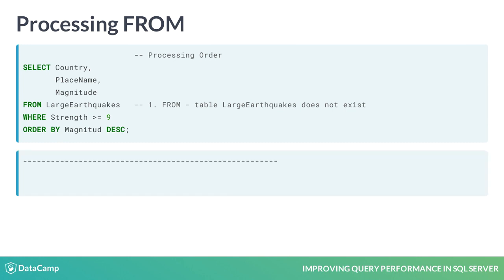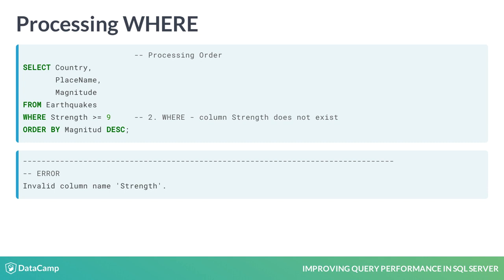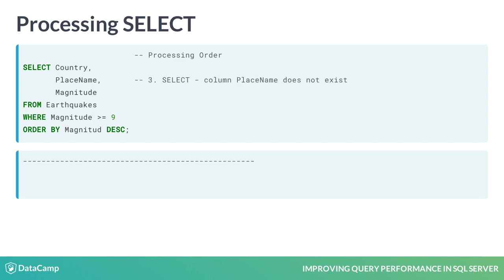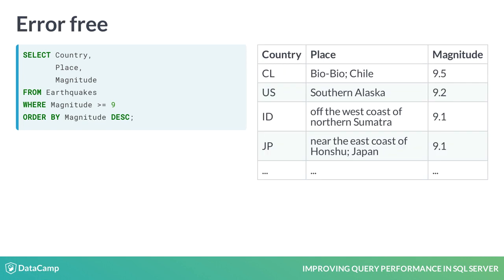From is processed first, and because there is no table in the database called large earthquakes, it cannot be processed. It should be earthquakes. Where is processed next. There is no column in the earthquakes table called strength for where to apply a filter condition. It should be magnitude. Select is only processed after from and where. The column place name cannot be selected for the output because it does not exist. It's a mistake. It should be place, not place name. Order by is processed last. Magnitude is misspelled. Finally, once all the errors are fixed, it runs as expected.